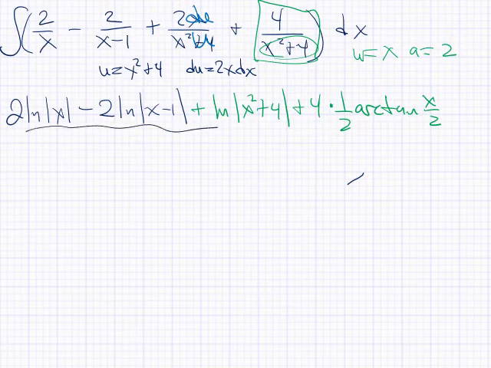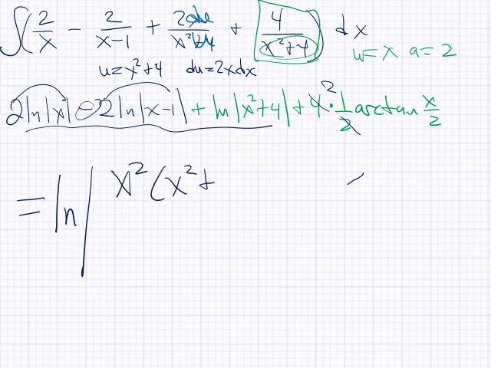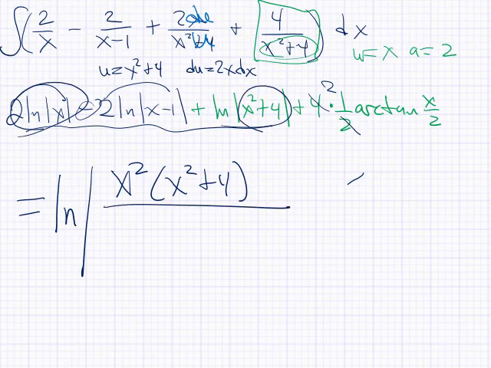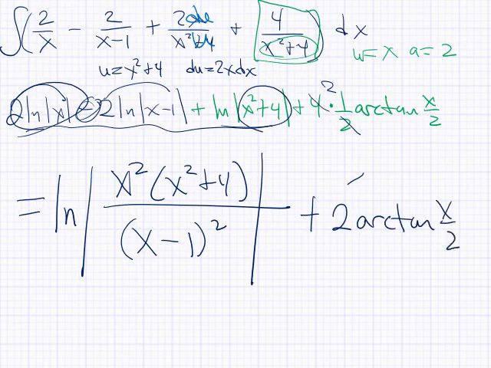All these logs can come together. This can cancel here. And this 2 comes in, this 2 comes in, this one's being subtracted, so we divide. So we end up with, finally, log of x squared times x squared plus 4. That's this one times this one, because they're both positive and added together, so multiply. And then the next one would be x minus 1 squared, because it was subtracted, so we divide, plus 2 arctan x over 2, throw a plus c on there, and you got your answer.